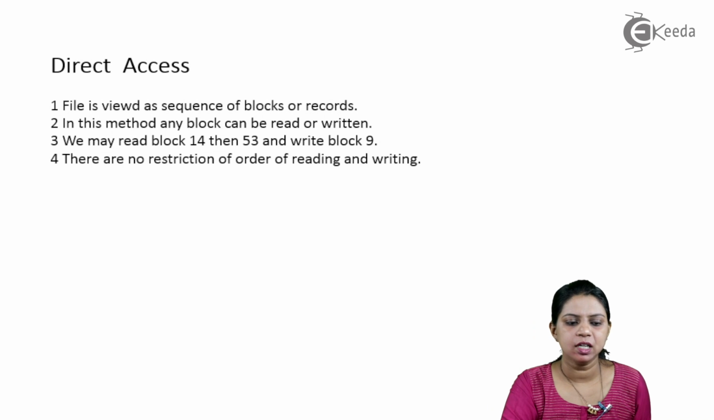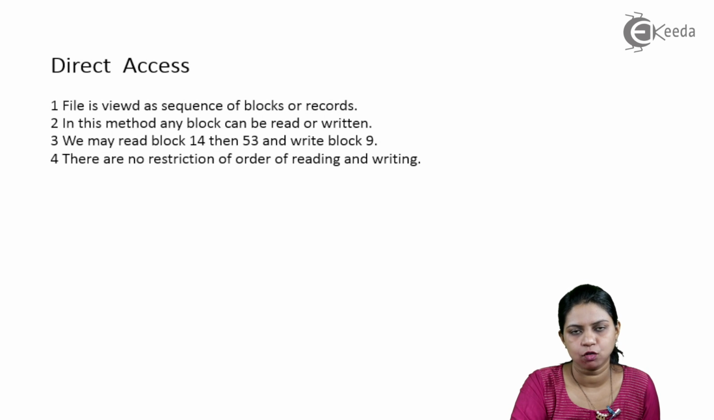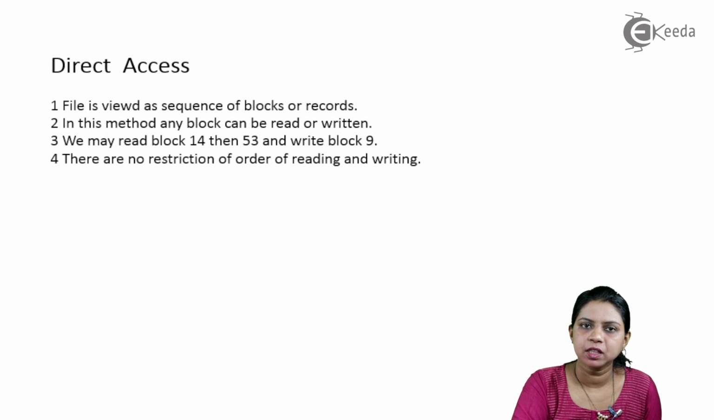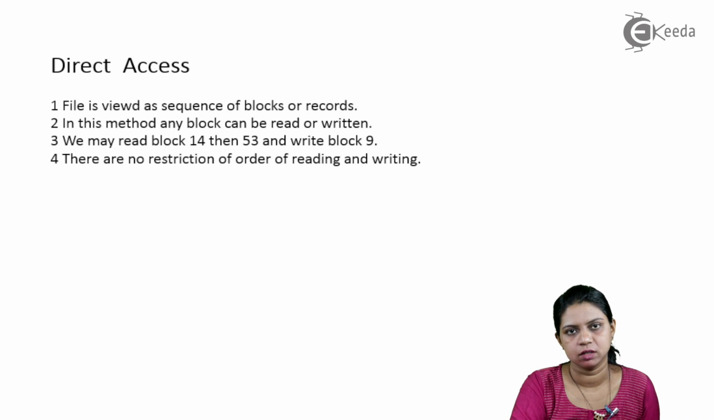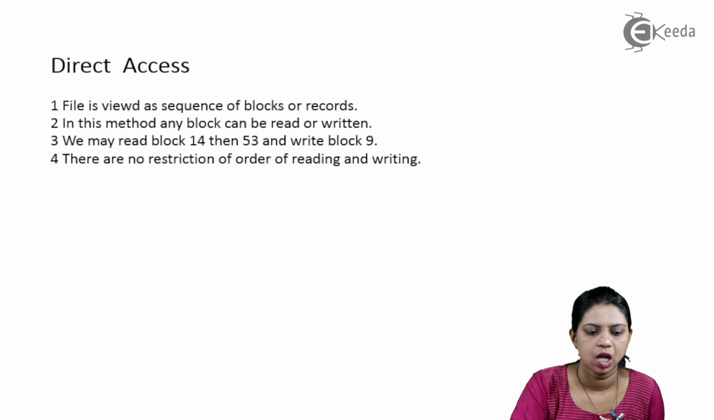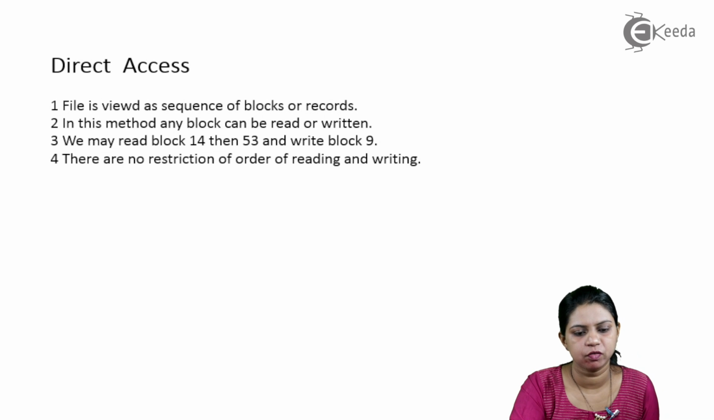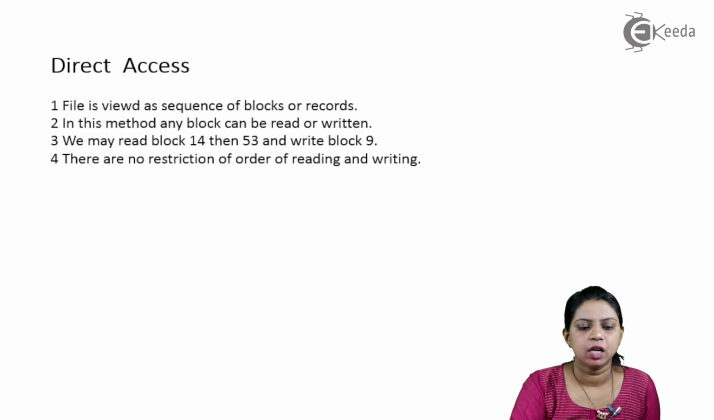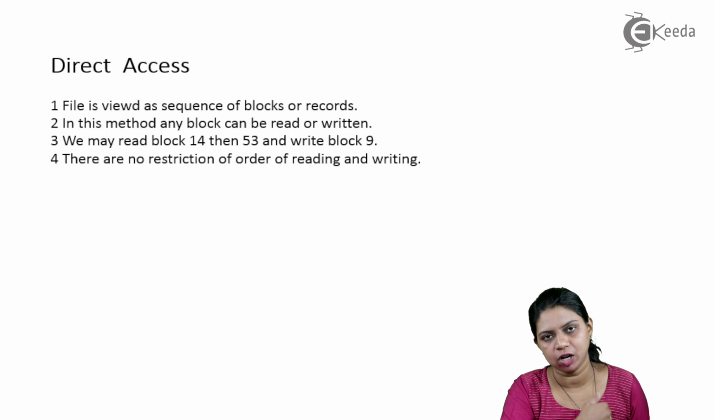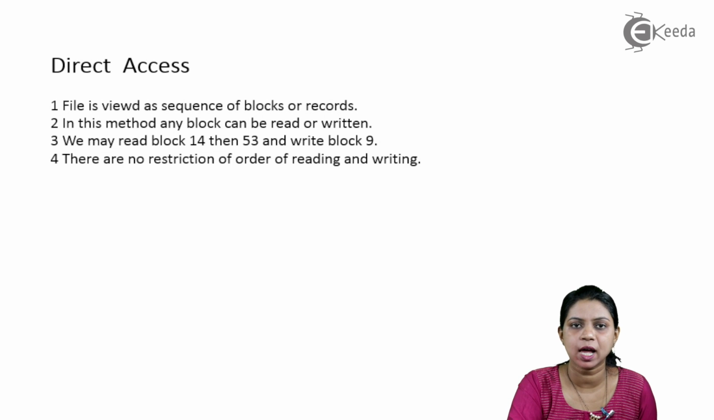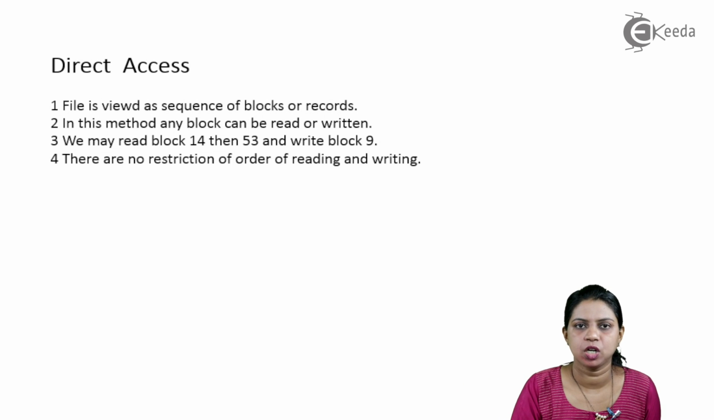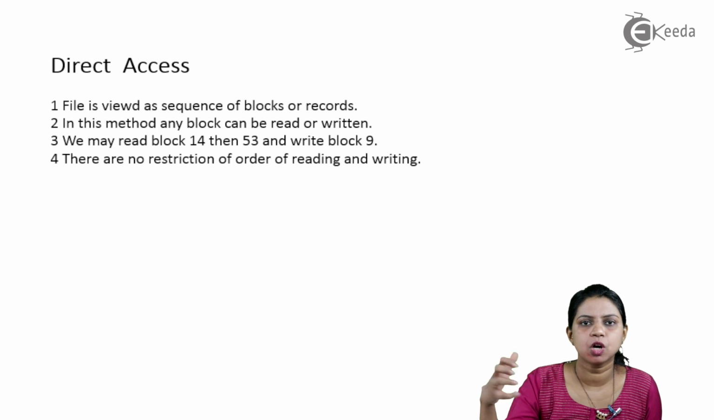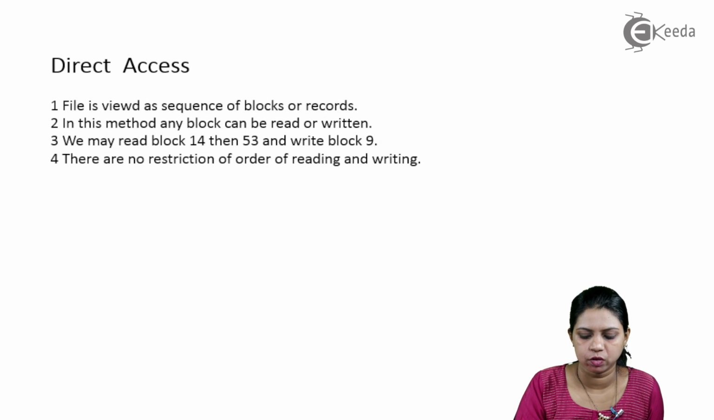Now see, a file is viewed as a sequence of blocks. This we have already discussed. A file consists of what? A sequence of blocks. And in this method, any block can be read or written. So we don't have to go sequentially. We can read block 14, then block 53, then we can write block 9. There is no restriction on the order of reading and writing. Yes, there is a restriction in what? The sequential access method. In the sequential access method, you have to go sequentially, but in the direct access method, you can jump onto any block as you wish.